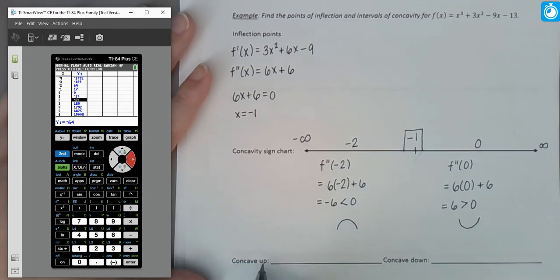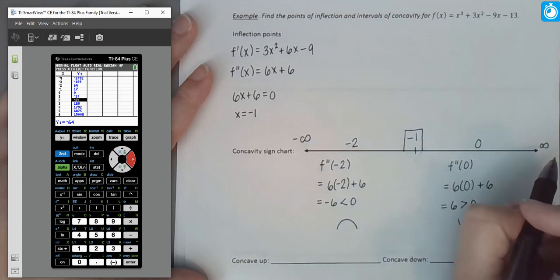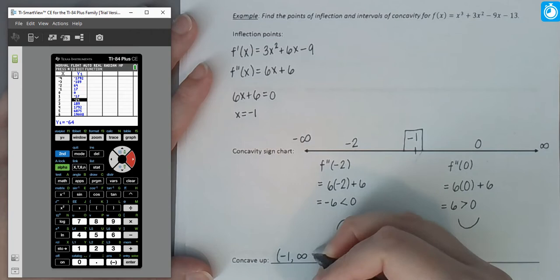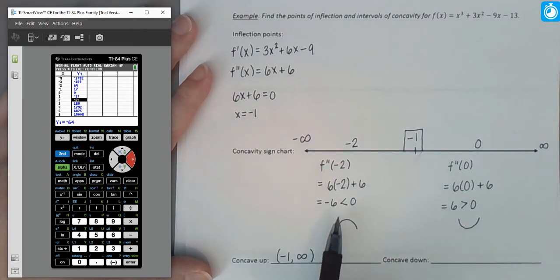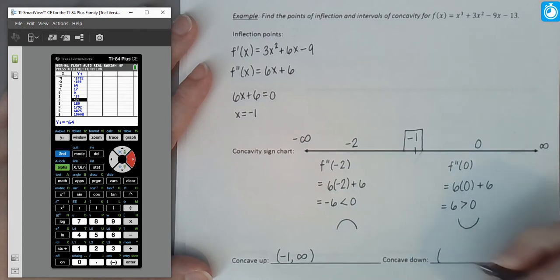So our graph is concave up over the interval from -1 to infinity. And our graph is concave down over the interval from -infinity to -1.